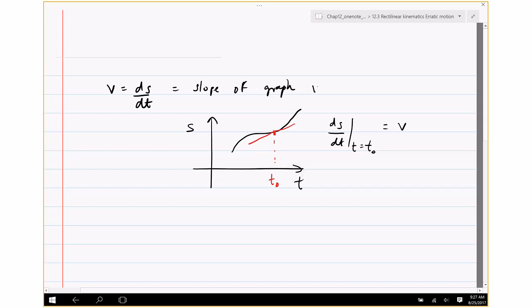I'm going to write v versus t, just not to confuse it, v-t.